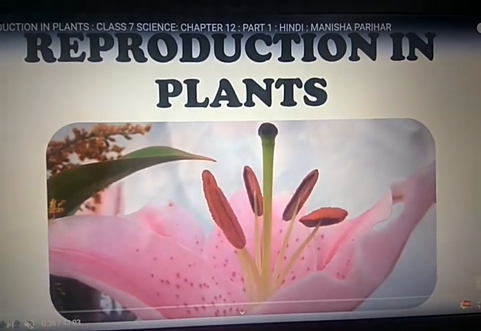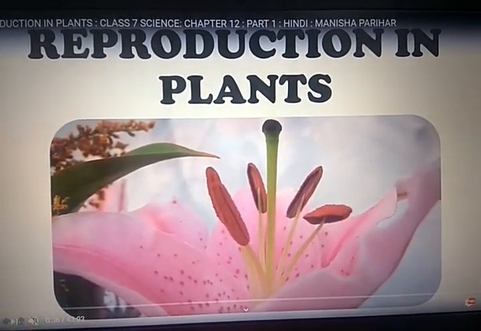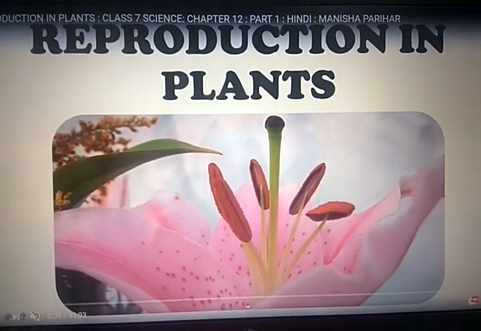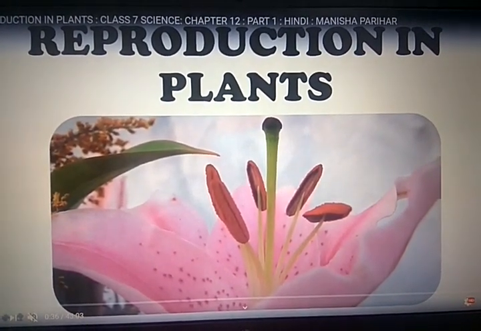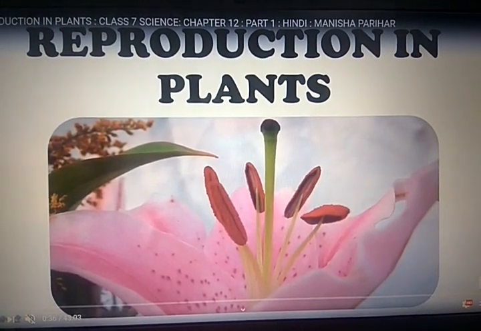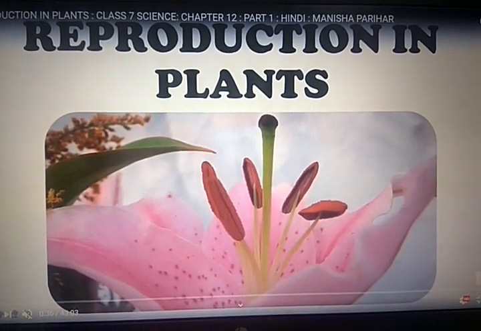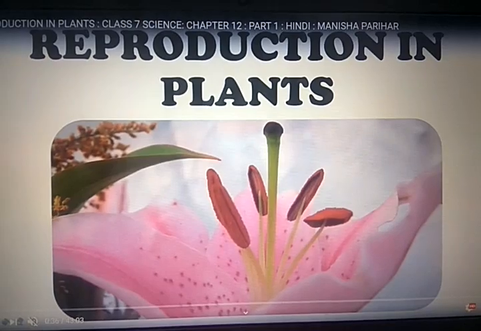Hello students, you all are welcome in grade 7. Continue chapter number 12, reproduction in plants, types of asexual reproduction. In that we start from leaves.